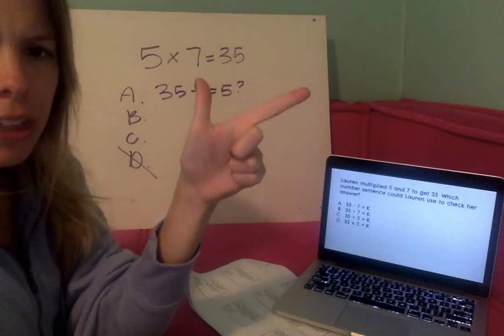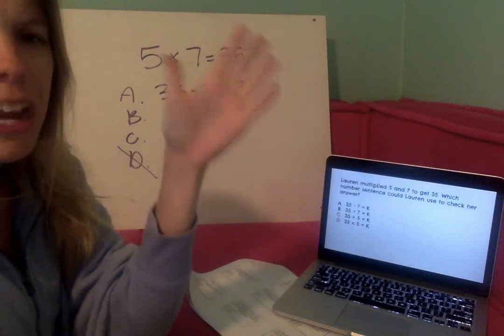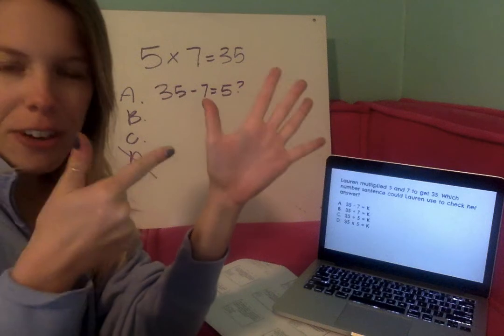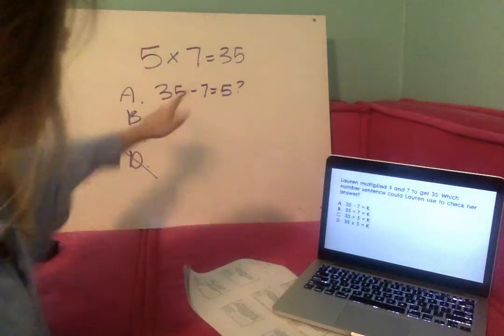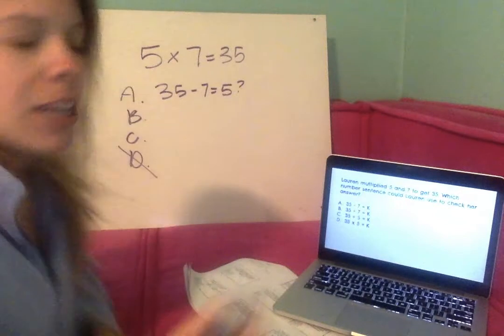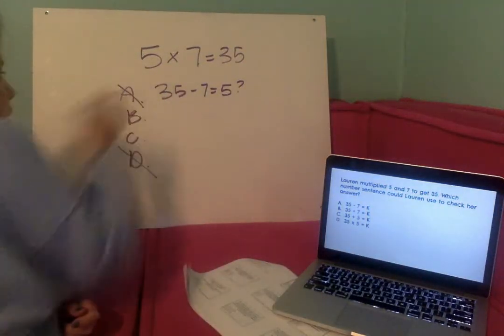34, 33, 32, 31, 30, 29, 28. That's 35 minus 7 equals 28. So 35 minus 7 equals 5? That's not right. That makes no sense. So I'm going to go ahead and mark it out.